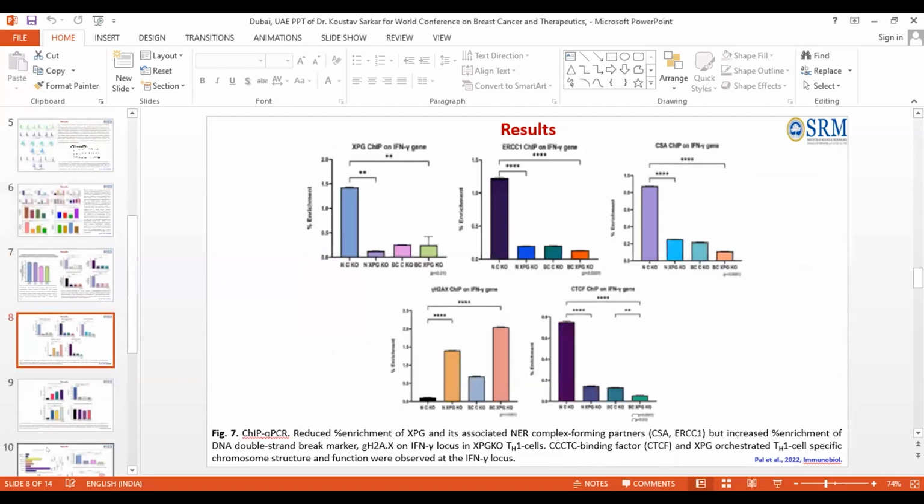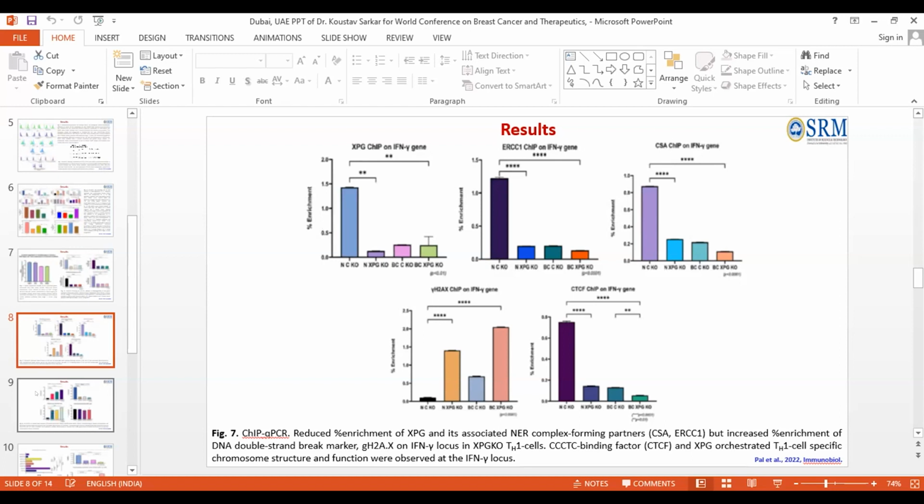In the next slide, we are showing, okay, if that is the scenario, what are the factors mainly associated with this XPG? So that's why we did a ChIP-qPCR assay, that is the chromatin immunoprecipitation assay. As you all know, chromatin immunoprecipitation is nothing but first you fix the cells with paraformaldehyde, and then you use the particular antibody and immunoprecipitate that particular segment of the sequence. There we have found that in the case of XPG ChIP on the IFN gamma gene locus, in the normal control knockout it is highly enriched, but when we are doing XPG knockout, it is highly diminished.